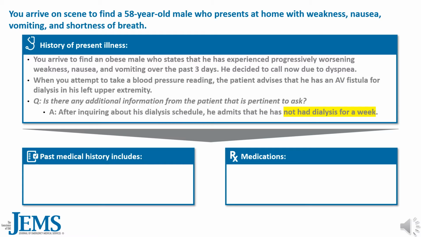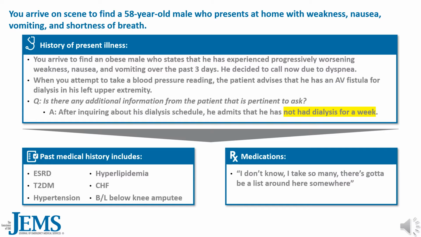His past medical history is significant for ESRD, type 2 diabetes mellitus, hypertension, hyperlipidemia, CHF, and a knee amputation. When asked about his medications, he says, "I don't know, I take so many. There's got to be a list around here somewhere." You obtain a 12-lead ECG, but before we examine it, let's review our primary survey of interpretation.